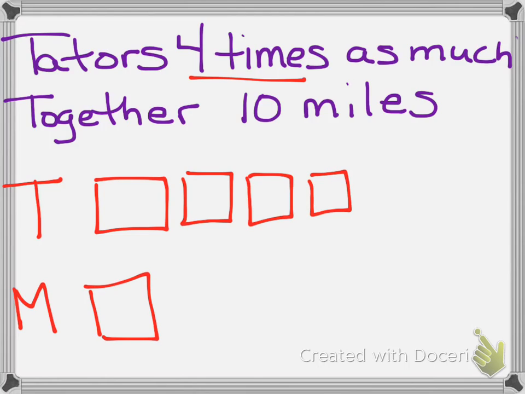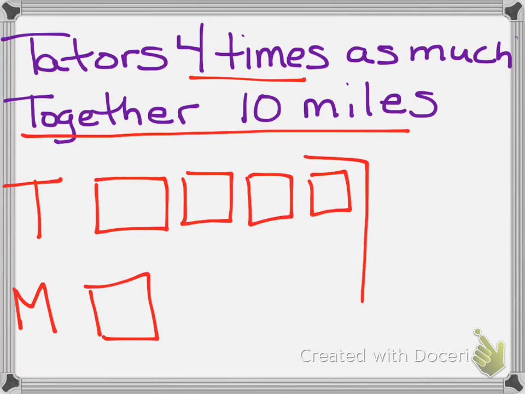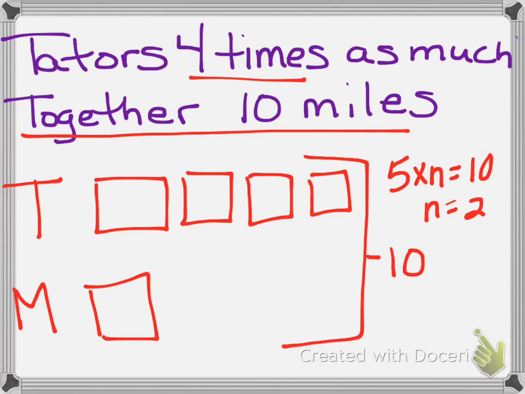What other information did they give us? Well, I said together they run 10 miles. Together, I put my bracket out here, and I know they run 10 miles. Again, you should have noticed, well, 4 doesn't go into 10, and so that doesn't make any sense. But once you make the bar model, it should hopefully help. So I see that I have 5 boxes altogether, so 5 times what gives me 10? Well, I know 5 times 2, so n equals 2, and that's what goes in the boxes.